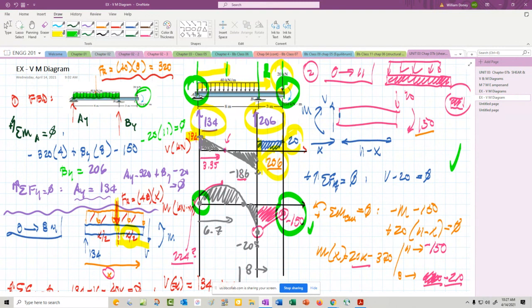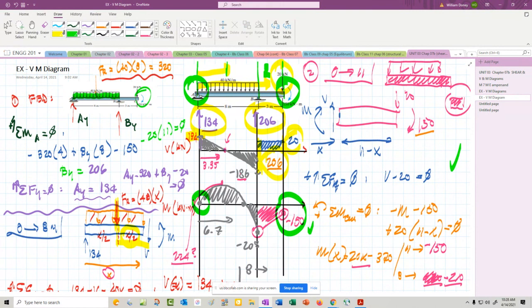All right, questions on that problem? That's much more complicated versus the first one, but the same process. Okay, I'll take that as we're good to go.